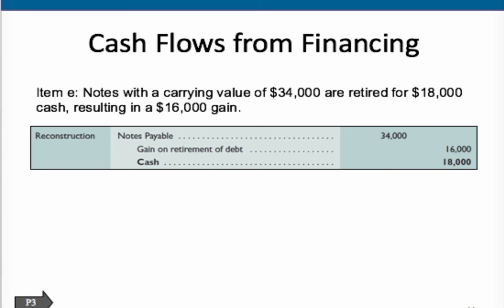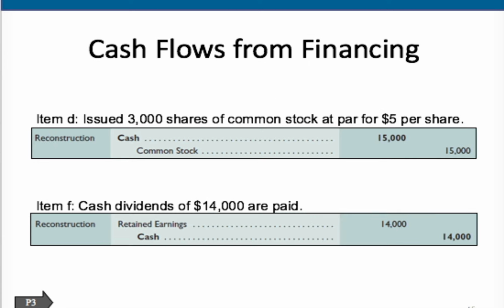This entry reveals an $18,000 cash outflow for retirement of notes and a $16,000 gain from comparing the notes payable's carrying value to the cash paid. This gain does not reflect any cash inflow or outflow. On this final slide, we see the Genesis information reveals two transactions that involve equity accounts. The first is the issuance of common stock for cash. The second, declaration and payment of cash dividends. We'll take a look at both.